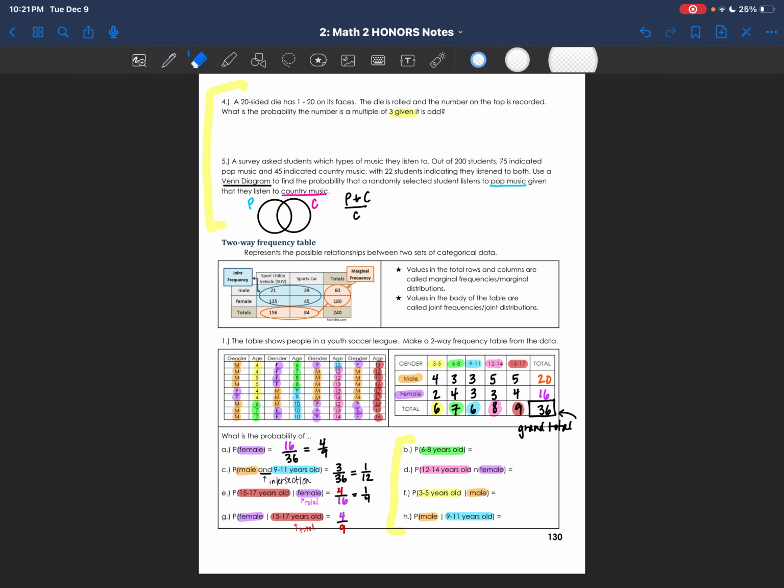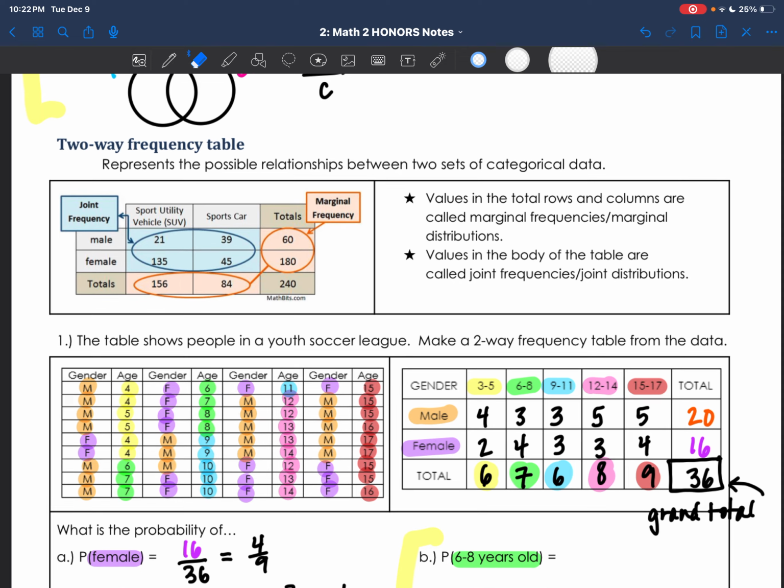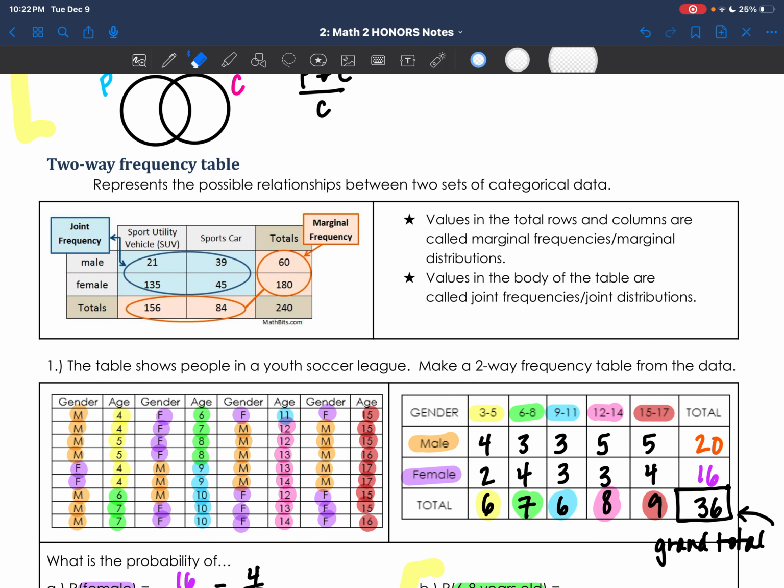All right, now we've got two-way tables. Now you've done two-way tables before, but it's probably been a minute. So just as a quick reminder, your joint frequency are the individual points within. The marginal frequency are your totals. And that's exactly what I just said here.